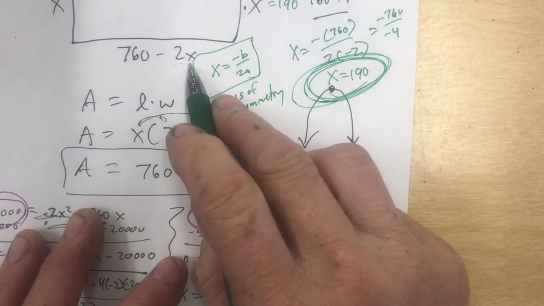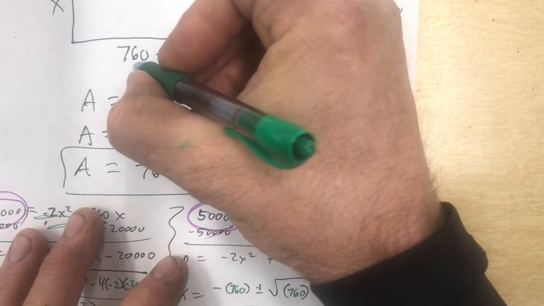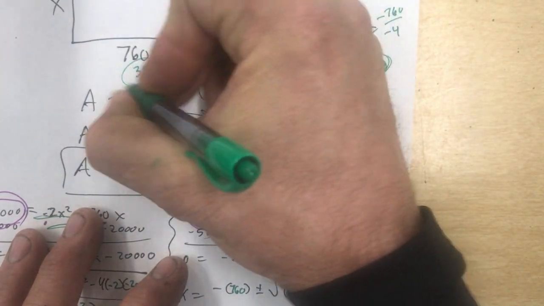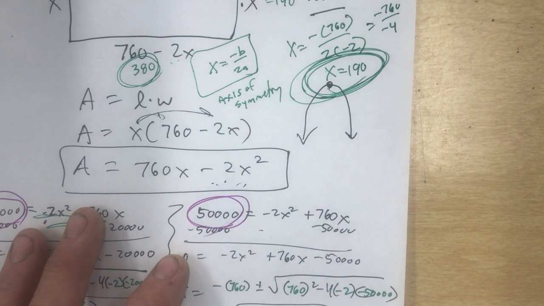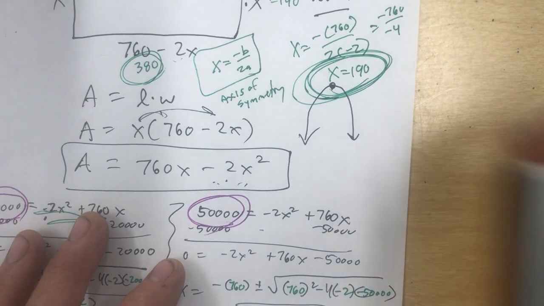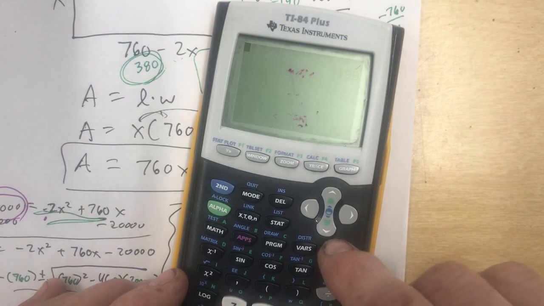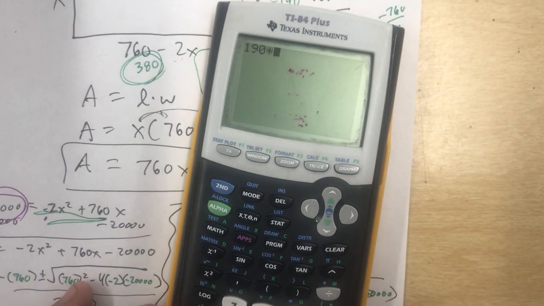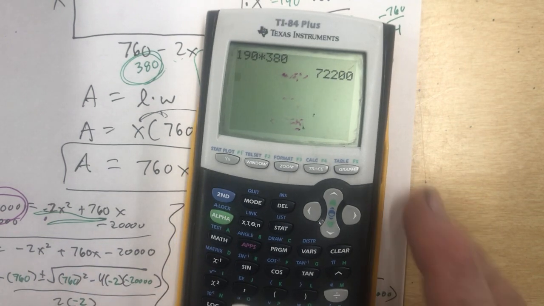And then 2 times 190 is 380. 760 minus 380 would be 380 right there. And that's the dimension that's going to give you the maximum area. And if you multiply those, there's your 72,200. That's your maximum area right there.